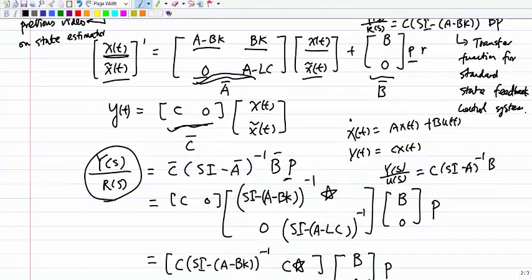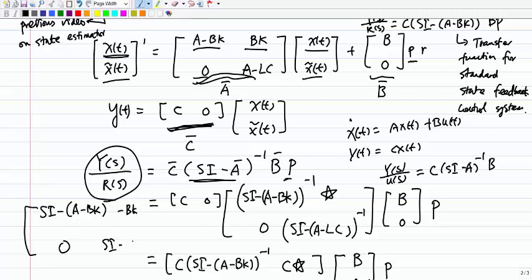Once we do that, we can do some simplification. C bar is just C times 0, according to this relation. And this guy is the inverse of s I minus the whole thing, which is A minus BK, this is minus BK, and this is 0, this is s I minus A minus LC. So let's put this one a little bit further to the left.